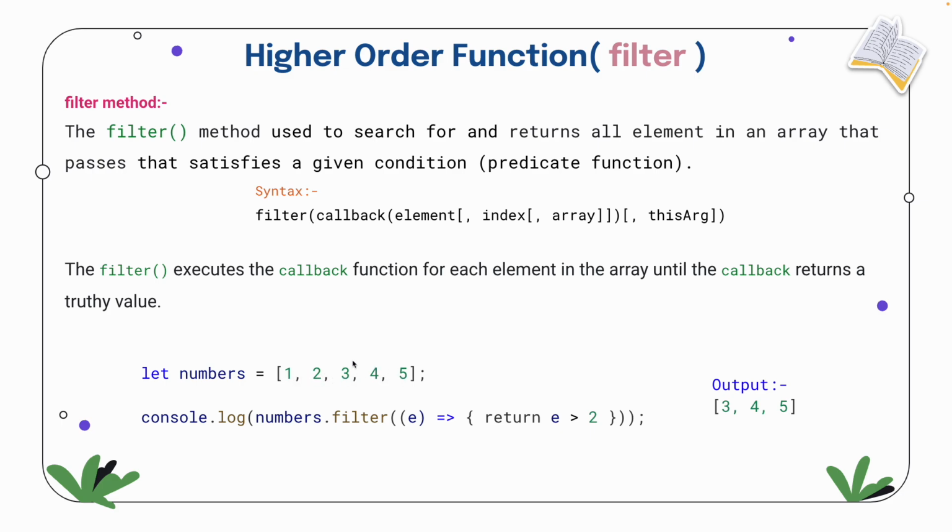Let's suppose I want all the elements from this array which are greater than 2, which means 3, 4 and 5. So if you apply the filter method, it will check each element of the array against the filter condition. Is 1 greater than 2? No. Is 2 greater than 2? No. Is 3 greater than 2? Yes, then it will add it. Is 4 greater than 2? Yes, then it will add it. Is 5 greater than 2? Then it will add it.